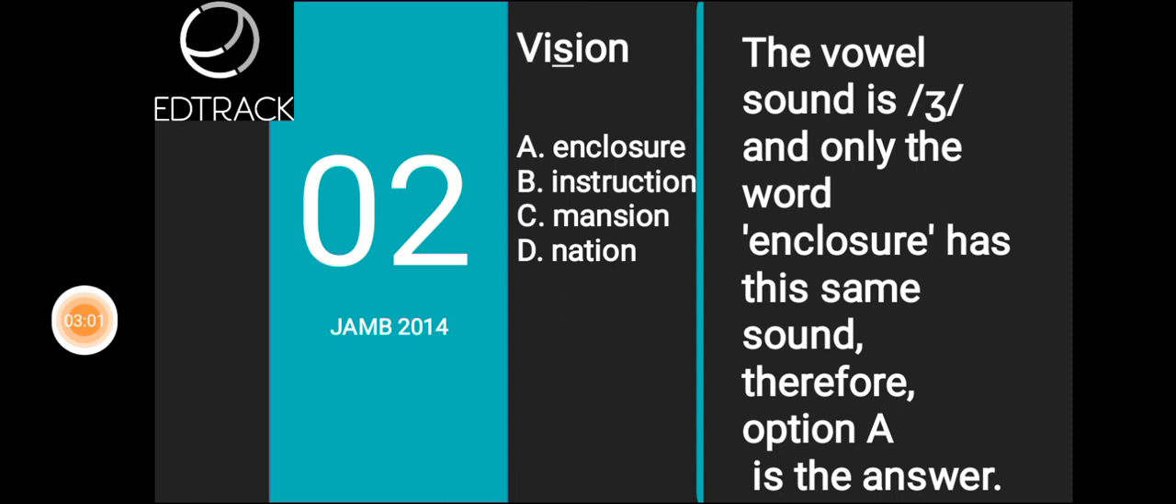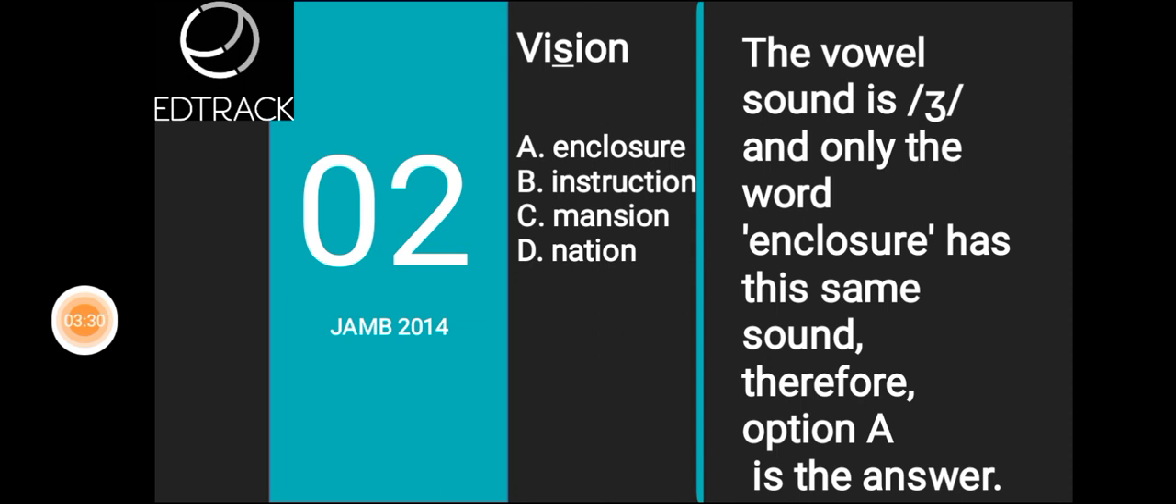This is the second word for us. The letter underlined in this word is letter S. So let us now pronounce the word to be able to detect whether the letter S actually gives us the S sound or another sound. The word is pronounced as vision. So definitely that letter S represents the consonant sound Z.